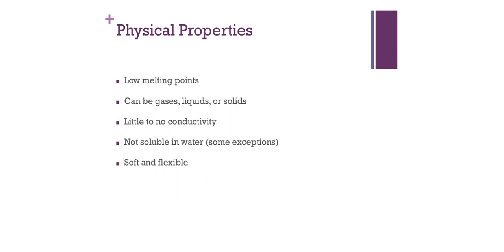The other thing with physical properties is that these are soft and flexible. You can typically break these very easily, whereas ionic compounds are hard but brittle. Covalent compounds are not. They're pretty soft. You can typically break them with your fingers or hands. So keep that in mind when we compare them. They're very much opposites.